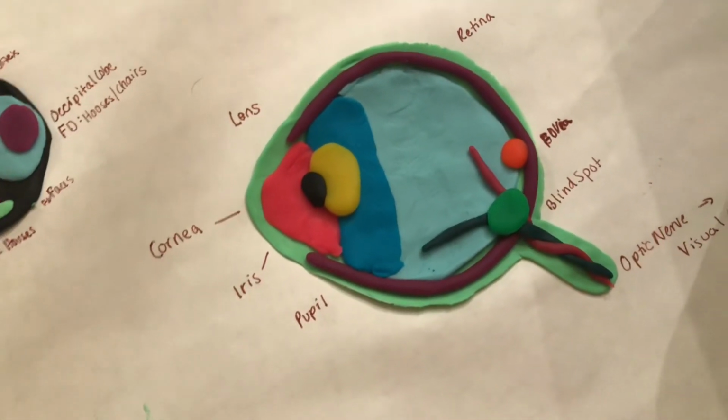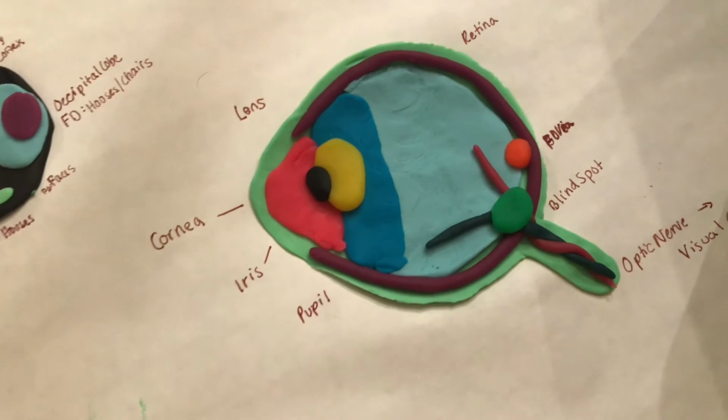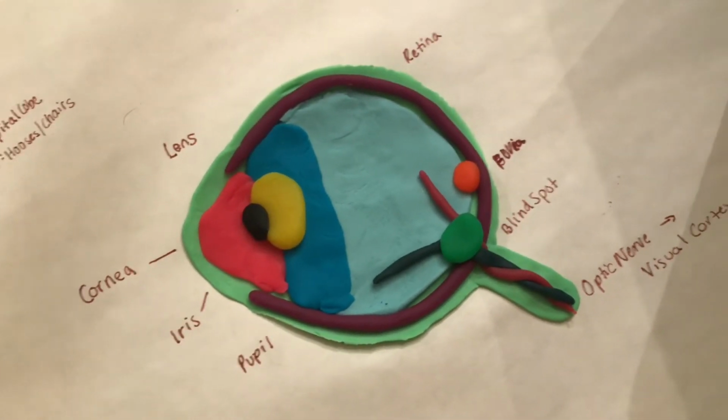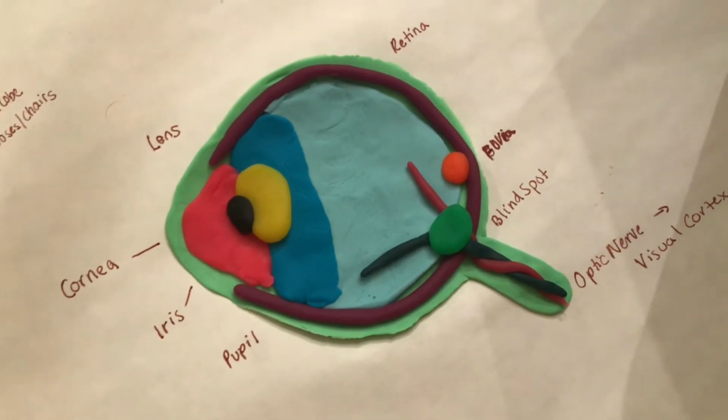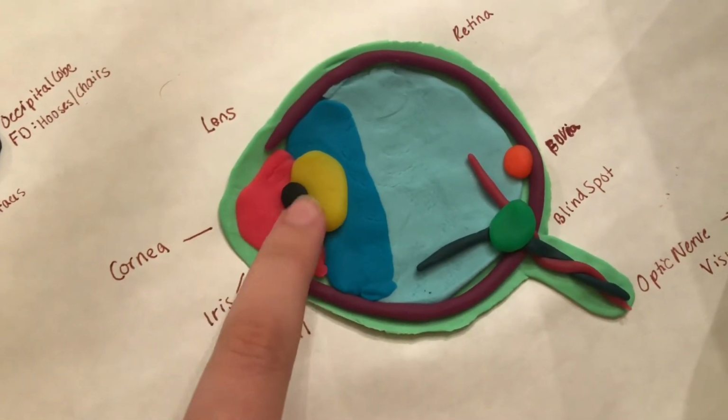Here we have our eye diagram. Starting with the cornea, it's represented by the green in the back of everything. This is the outermost lens, and it helps the eye focus. It does most of the eye's focusing. And then we have the pupil, which is shown right here by the black dot.